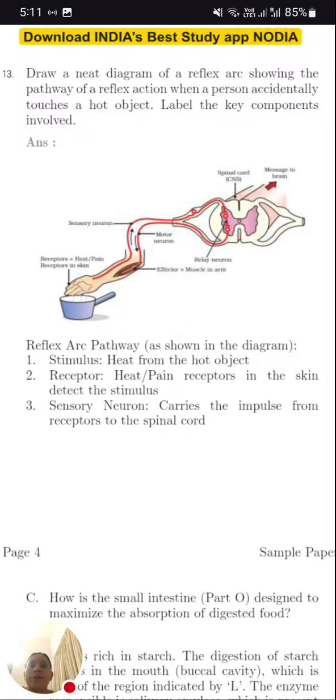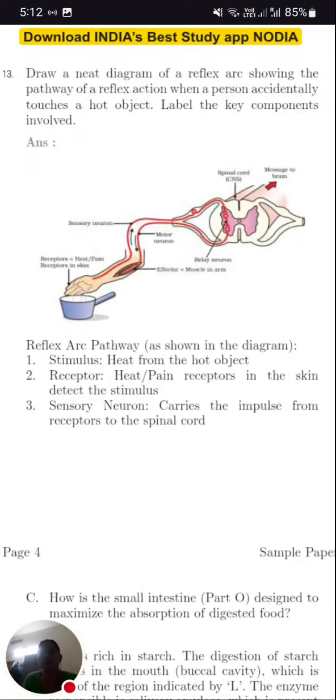Question number 13. Draw a neat diagram of a reflex arc showing the pathway of reflex action when a person accidentally touches a hot object. Label the key components involved. This diagram is there in the textbook. For biology, it is very important to practice all the diagrams in the NCERT textbook, so they don't ask diagrams from outside. Practice all the given diagrams of the book.